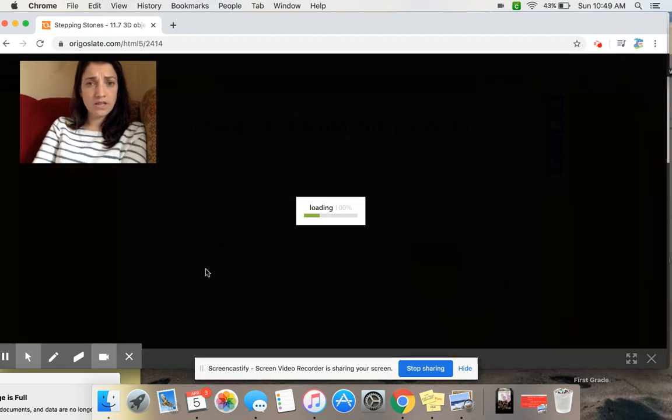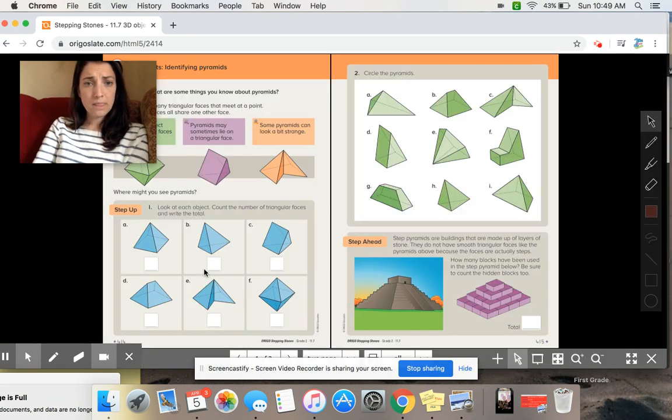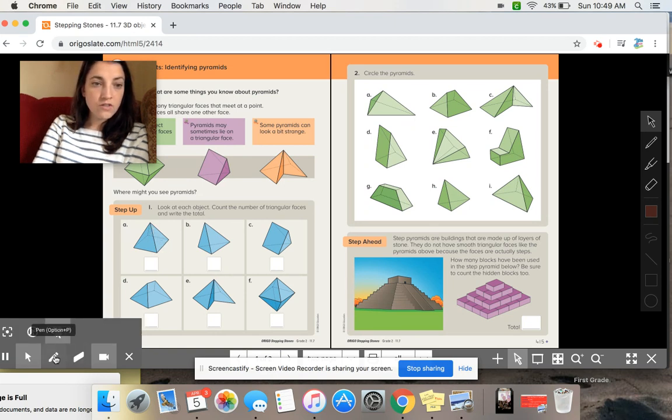So when you look here, let's look at step up. It says look at each object, count the number of triangular faces, and write the total. So you have to really look at this. Right here, I see that there's one. And if I see the dotted lines back there, that means that's forming another triangle. So 2, dotted lines here, 3, 4. So there's 4 triangular faces in this one.